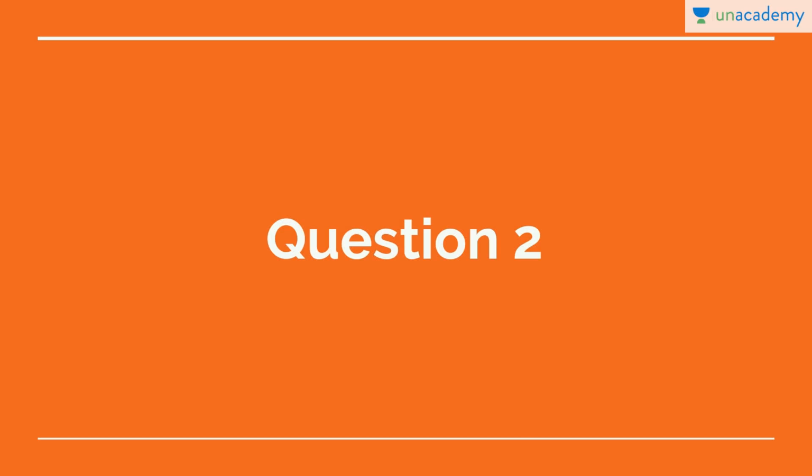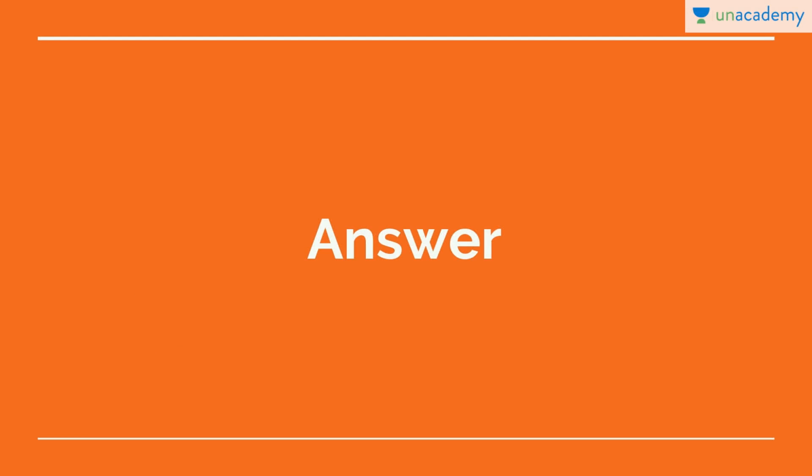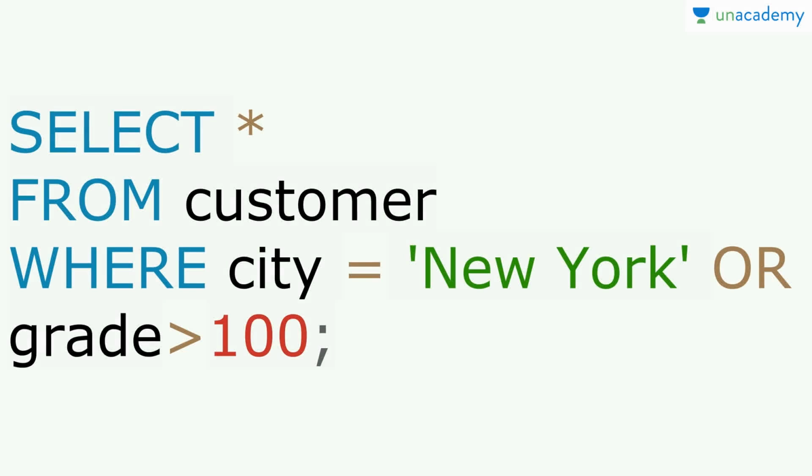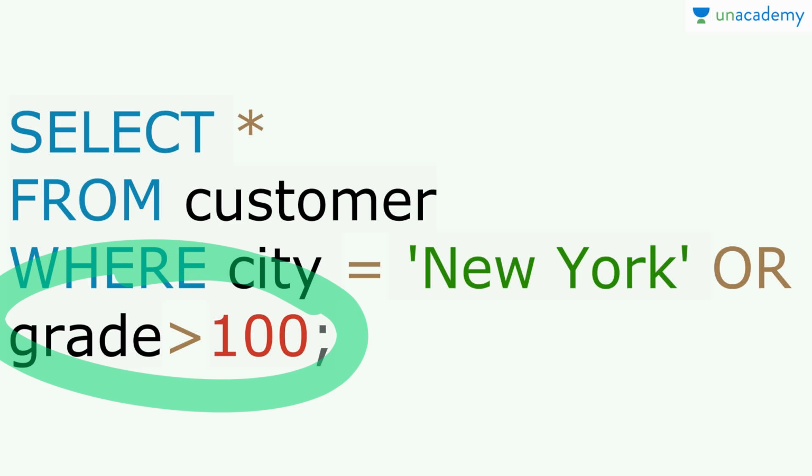Okay. Moving towards the second question. Write a SQL statement to display all customers who either belong to the city New York or have a grade above 100. So here what is given is either and or. So what will we be applying? Or. So select asterisk from customer where city is this or this. That means either this is true or this is true.